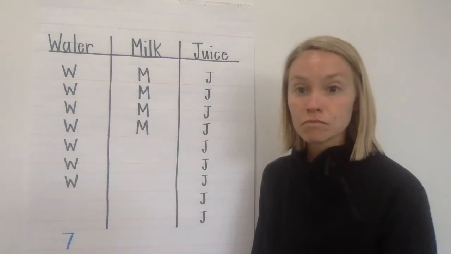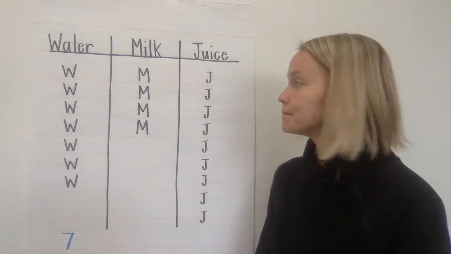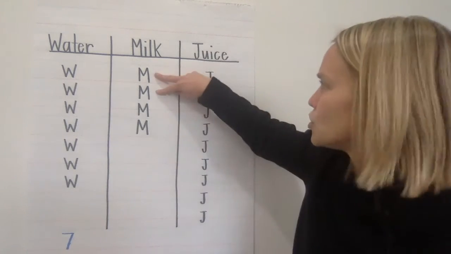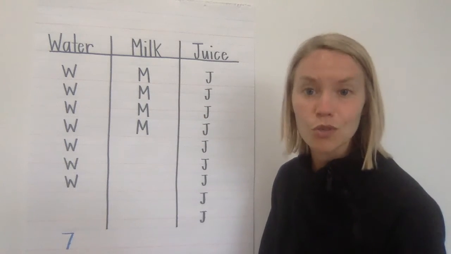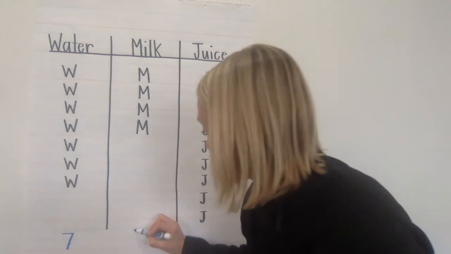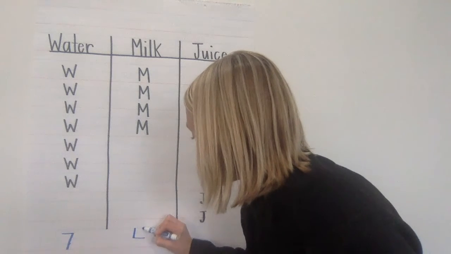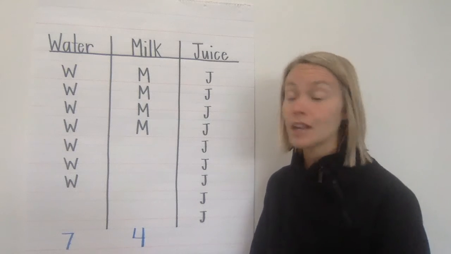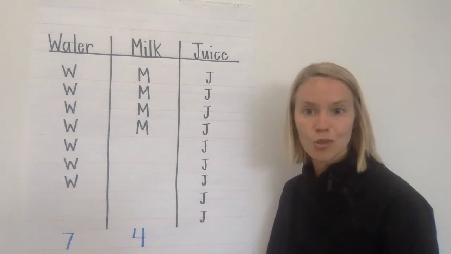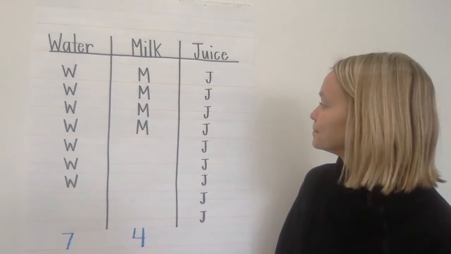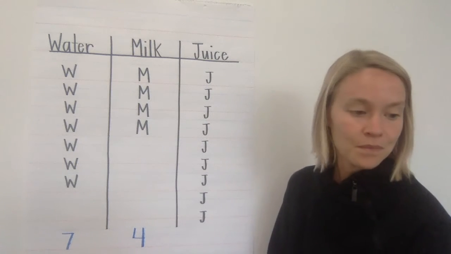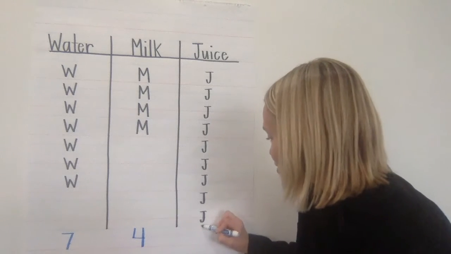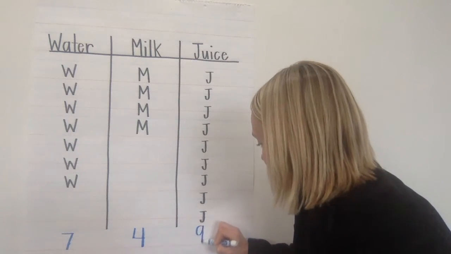Okay. How many friends chose milk? Awesome. I counted that really quickly because I saw 2 here and 2 here, and I knew 2 and 2 together makes 4. Okay, so 4 friends chose milk. And then our last one is how many friends chose juice? Go ahead and count that. Awesome. You guys got it. 9 friends chose juice.